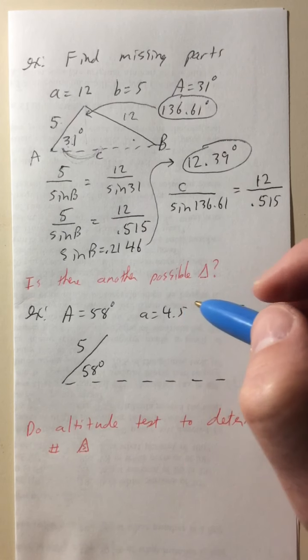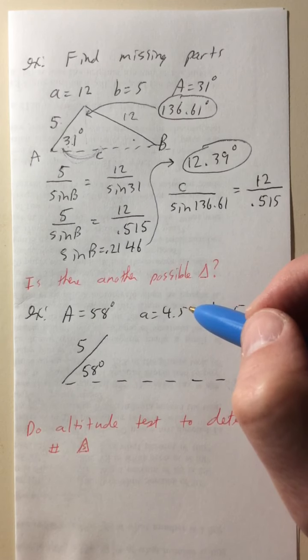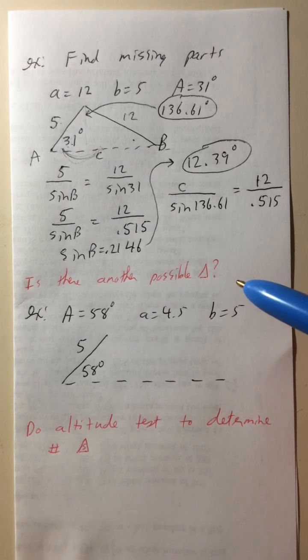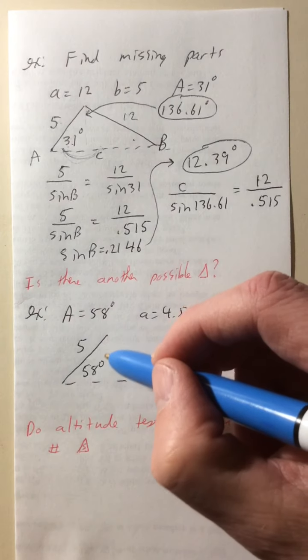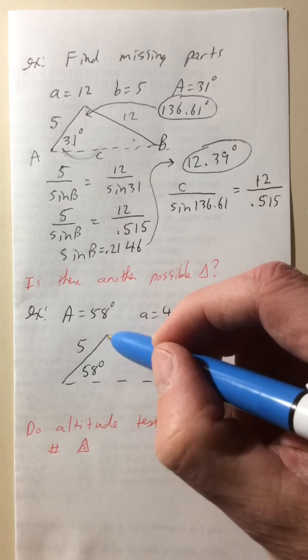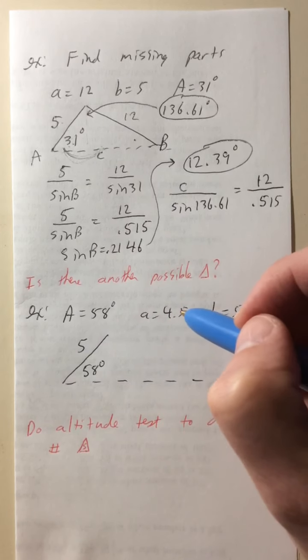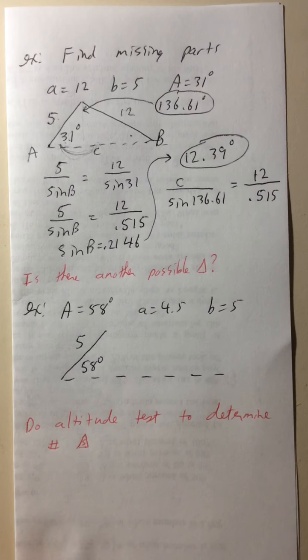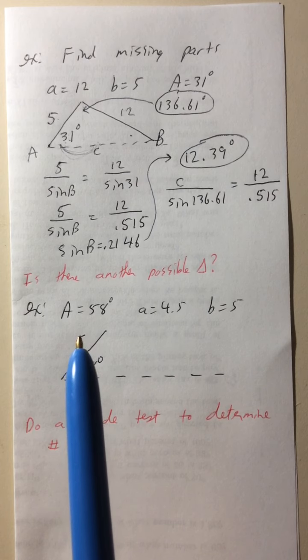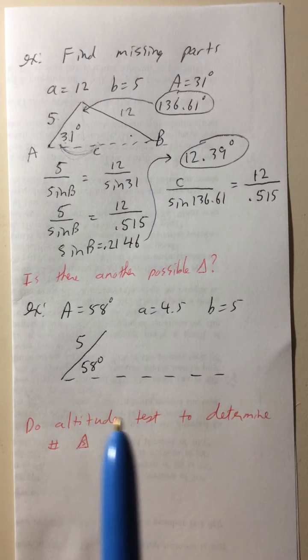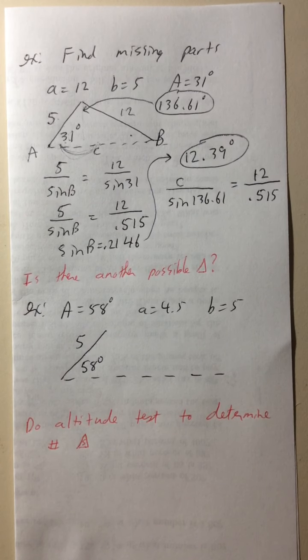So what we don't know is where this is going to land over here, and how many places it is going to land. So again, we're going to do our little altitude trick right here. So we're going to find out, well, what's the altitude, and is this going to be long enough? Are we even going to have any triangles at all? So again, we're going to do 5 times the sine of 58. That'll tell us the altitude. So 5 times the sine of 58 equals, and that's 4.24.